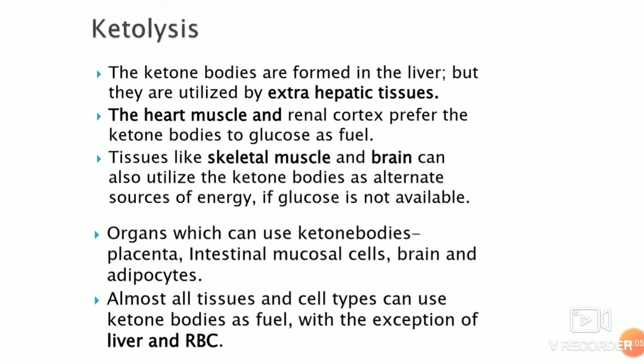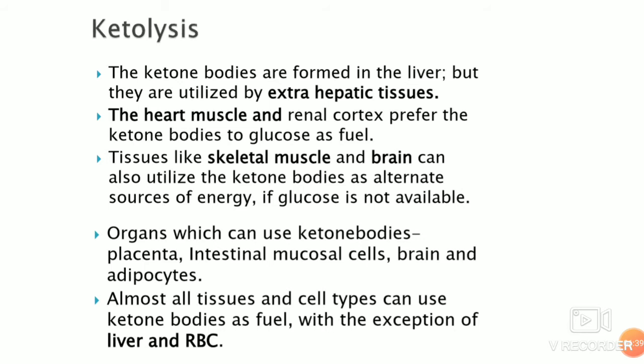Ketone bodies are formed in liver, but they are utilized by extrahepatic tissue. The heart muscle and the renal cortex prefer the ketone bodies to glucose as fuel. Tissues like skeletal muscle and brain, and other tissues also like placenta, intestinal mucosal cells, adipocytes, they all use these ketone bodies. Almost all tissues and cell types can use ketone bodies as fuel with the exception of liver and RBC.